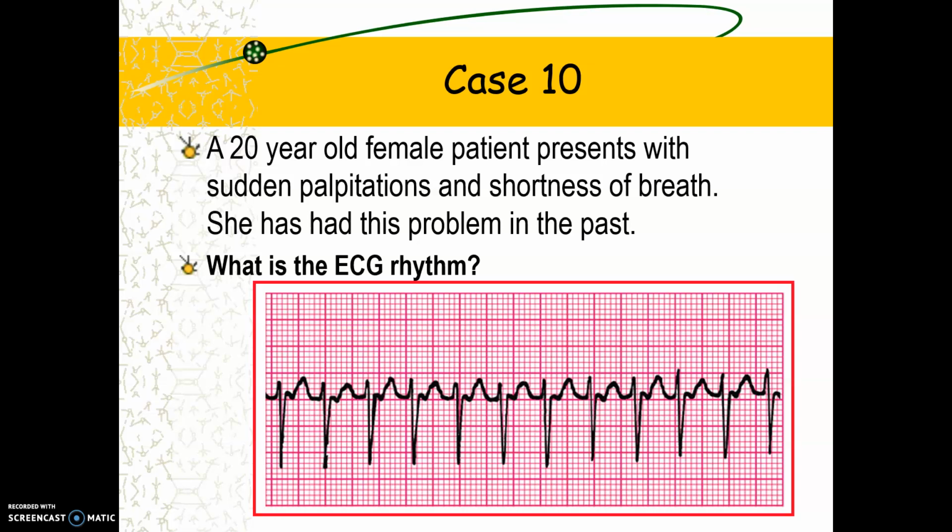When you look for P waves, you can't see any, so we can't talk about the PR interval. But the QRS complexes are narrow. This is a regular, narrow complex tachycardia with no discernible P waves. That pattern fits with supraventricular tachycardia, what we commonly call paroxysmal supraventricular tachycardia. It often responds to vagal maneuvers, carotid massage, or adenosine.